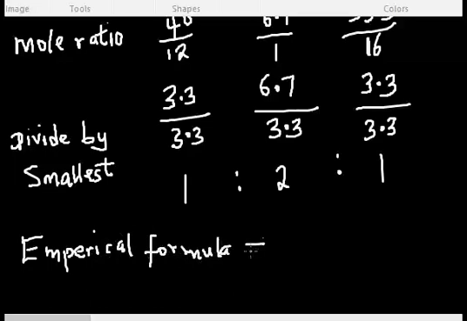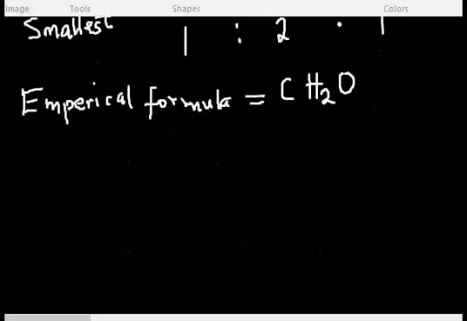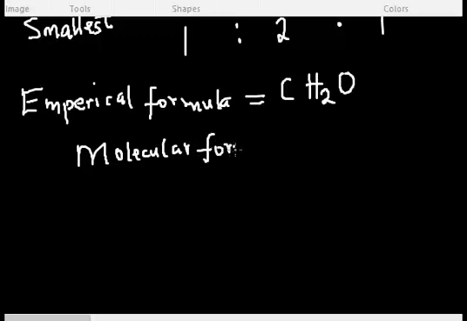Alright, this is going to be equal to 1 atom of carbon, 2 atoms of hydrogen, 1 atom of oxygen, CH2O. So now remember, for me to convert this empirical formula to molecular formula, I need to multiply the whole of this CH2O by an unknown subscript n.